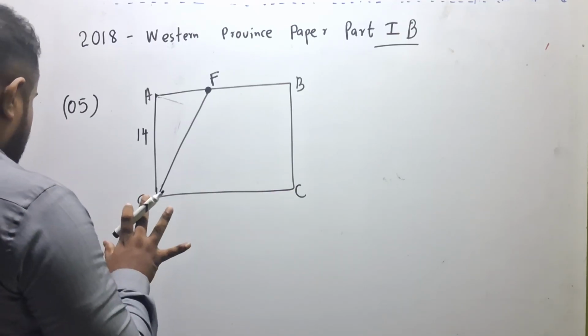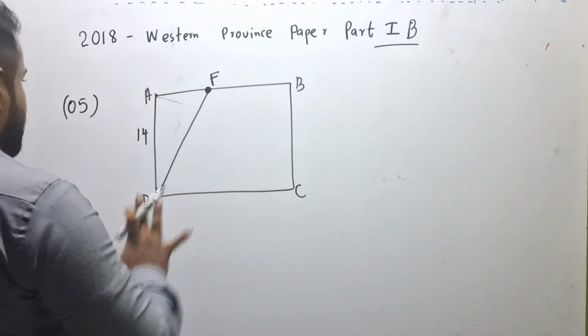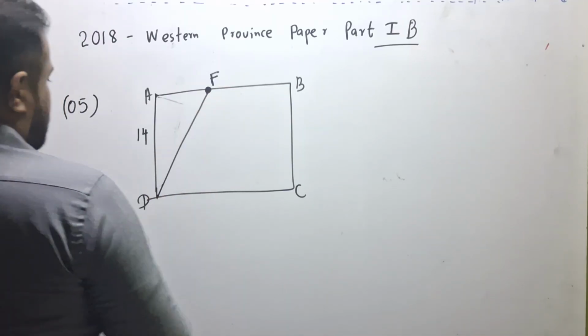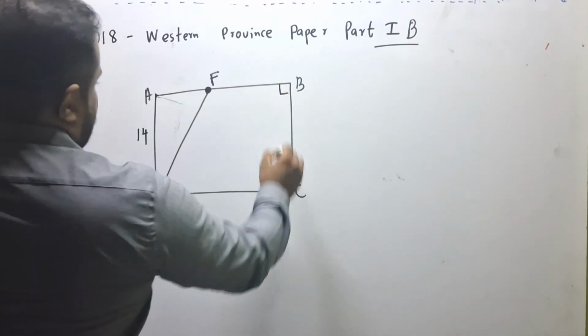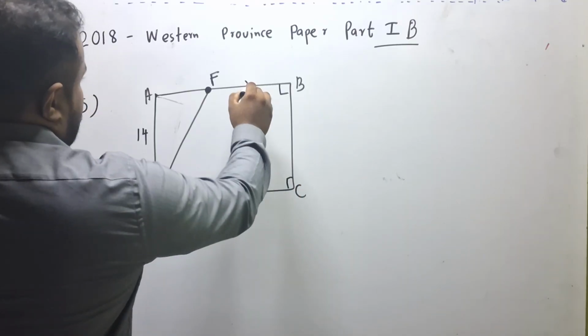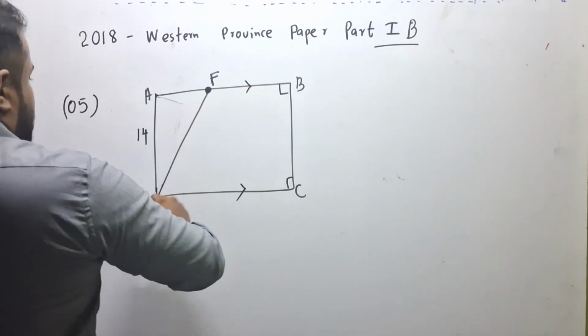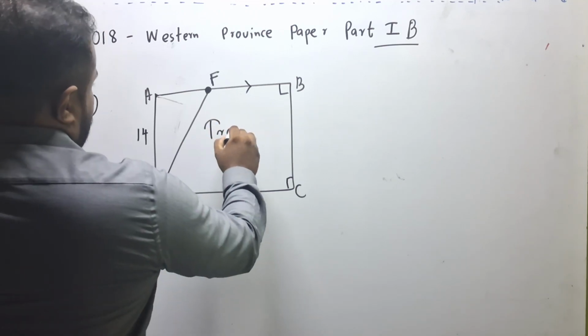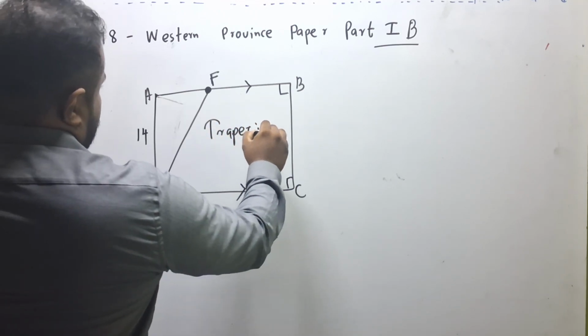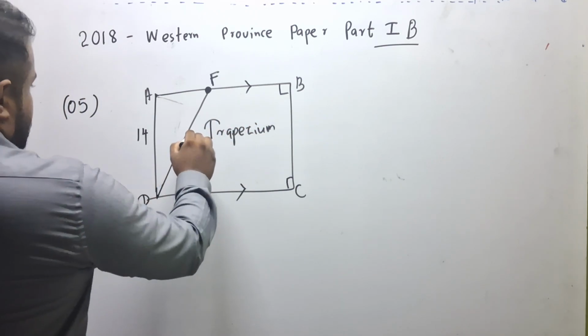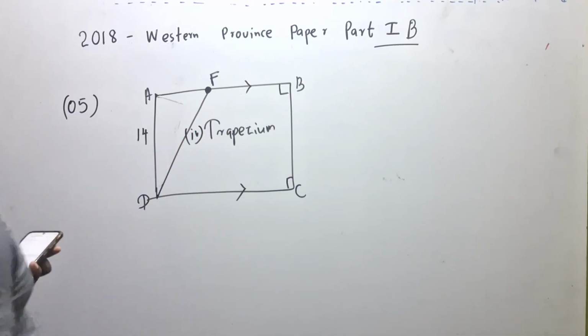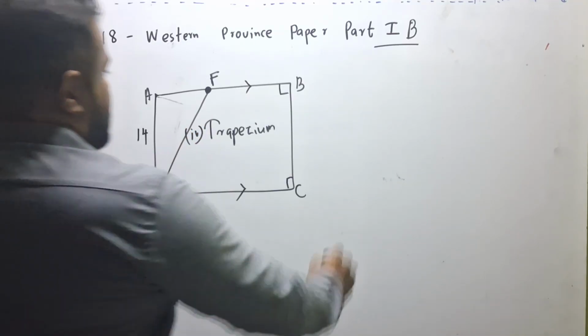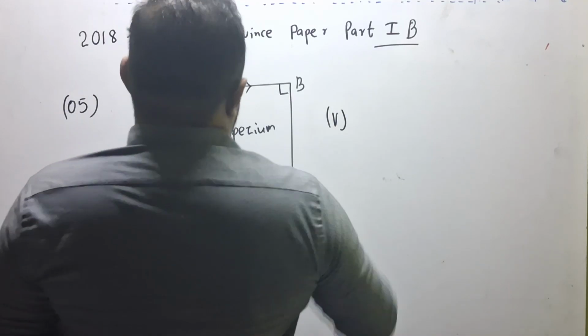So I am not going to find it here. They are asking the shape. This is a 90-degree angle, this is a 90-degree angle, that means they are parallel. So this shape is a trapezium. The answer for the fourth question is trapezium. And they are asking to find the length AF.